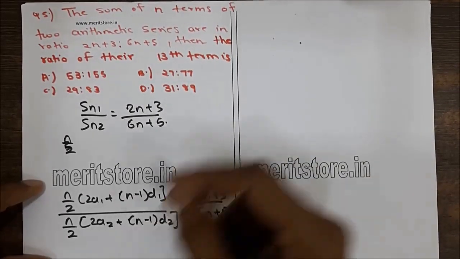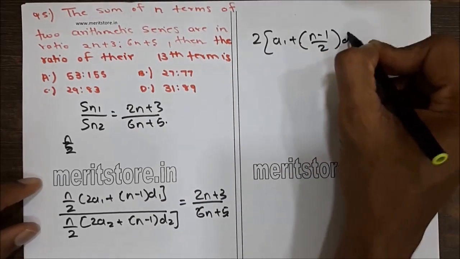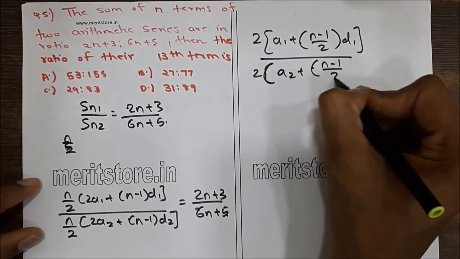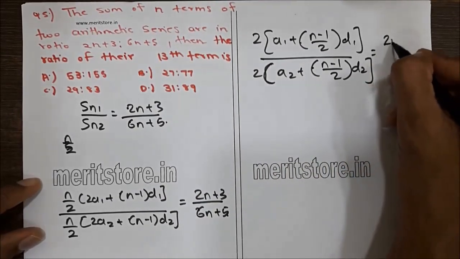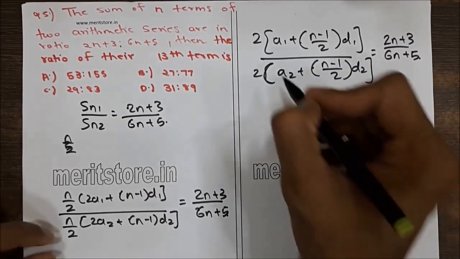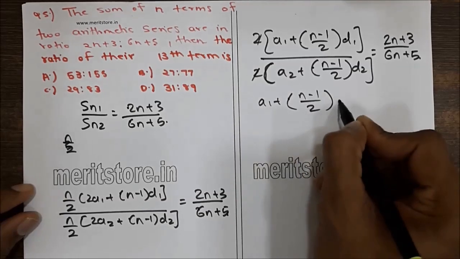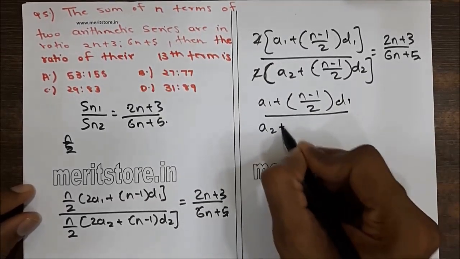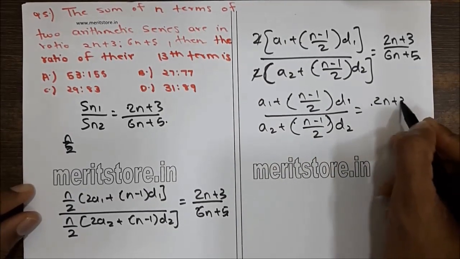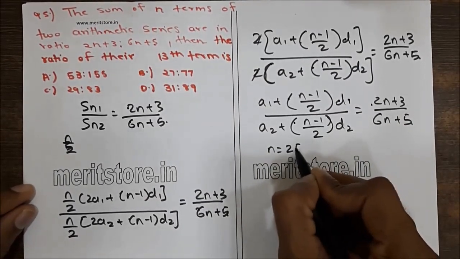For solving this, we take 2 common, we get [2a1 plus (n minus 1) d1] upon [2a2 plus (n minus 1) d2]. The 2 gets cancelled. We are left with a1 plus (n minus 1) upon 2 d1 over a2 plus (n minus 1) upon 2 d2 equal to (2n plus 3) upon (6n plus 5). So we put n equal to 25.